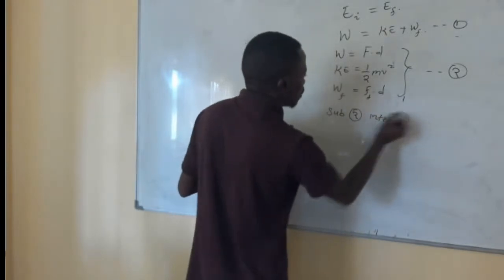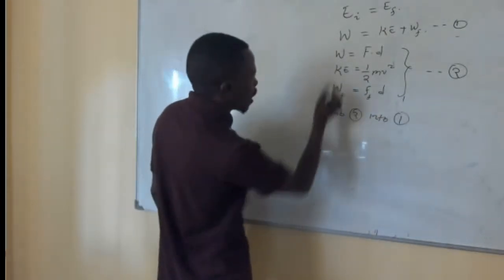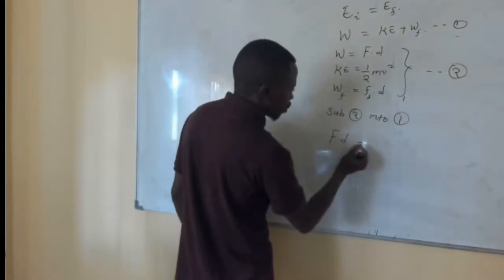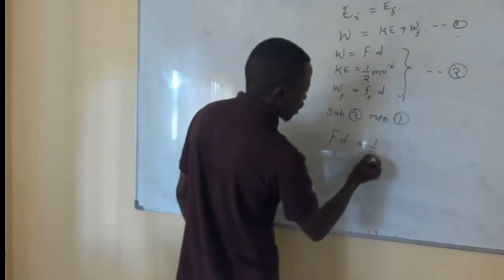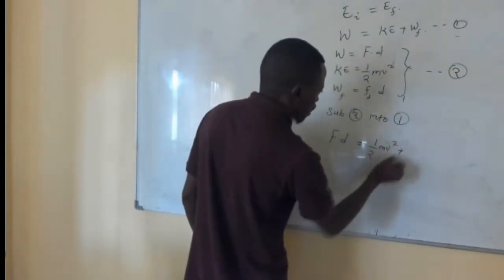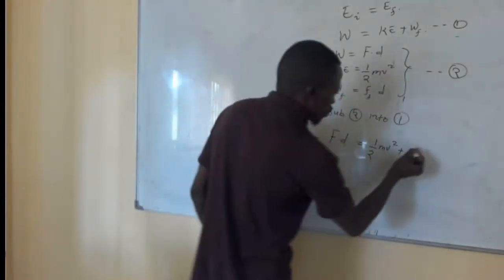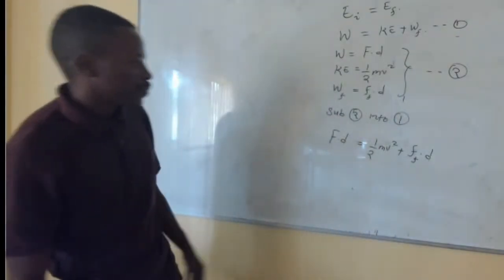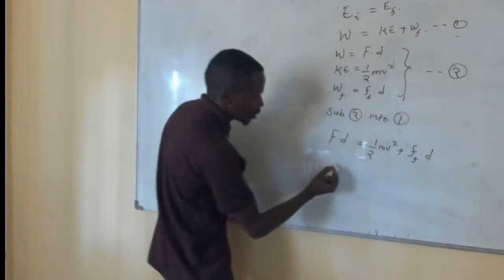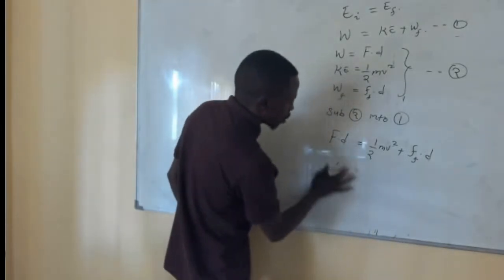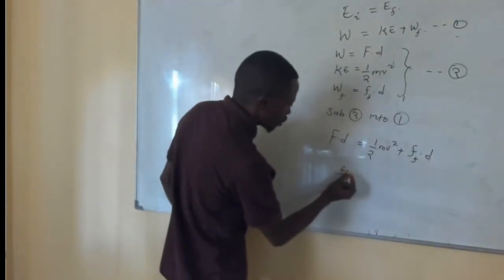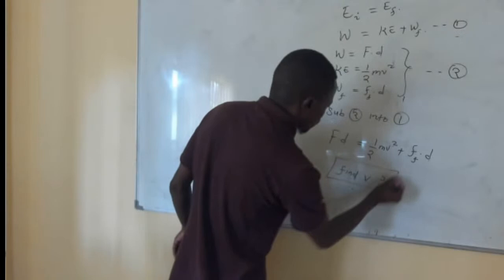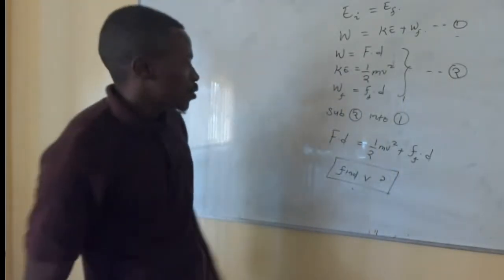into 1, we can see that on our left hand side we have the force times the distance, which should give us the kinetic energy, which is just half mv squared, plus the work done against friction, which is the friction force times the distance. Okay, so we need to find V as our statement of the problem. Okay, so how do we find V?